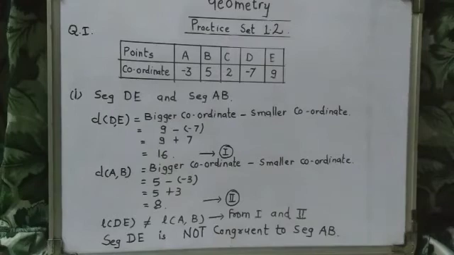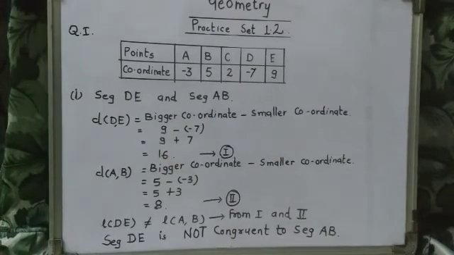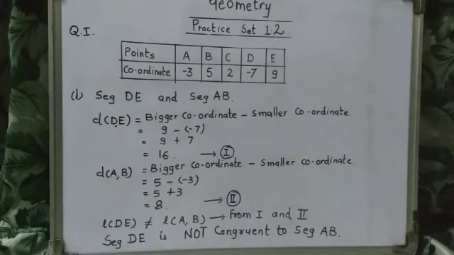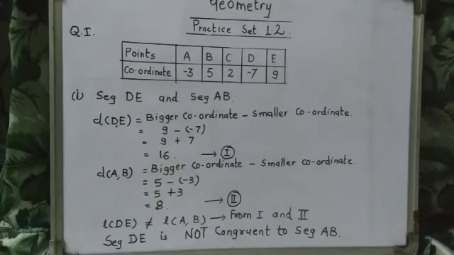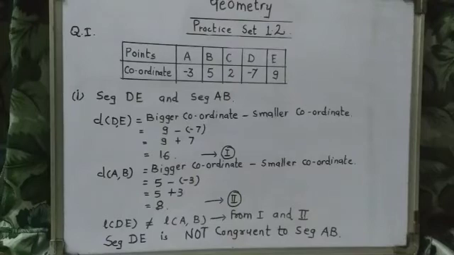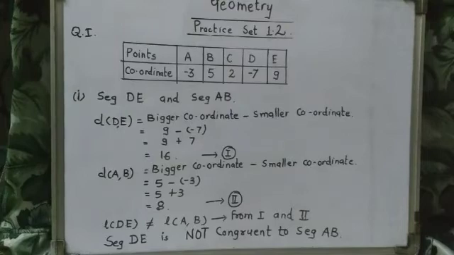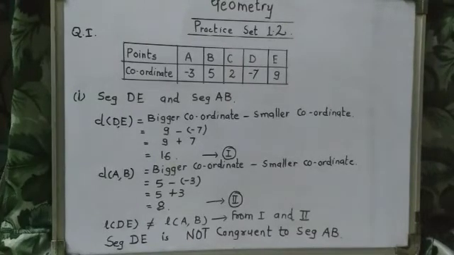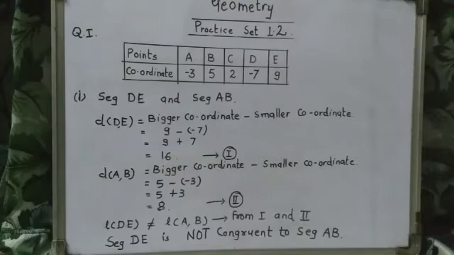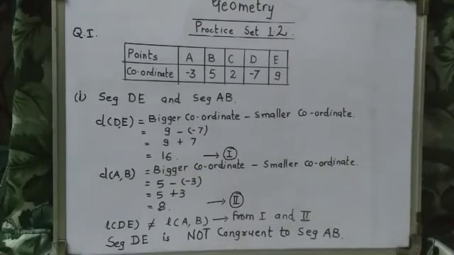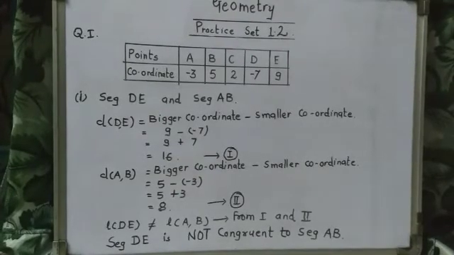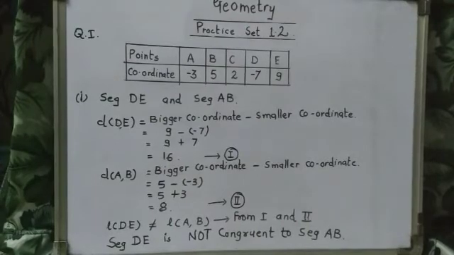From this 1 and 2, 16 is not equal to 8. Now what does this 16 represent? 16 represents distance DE and 8 represents distance AB. So from this 1 and 2, what can we say? Length of DE is not equal to length AB. If the length is not equal, it means the segments are not congruent. So segment DE is not congruent to segment AB. Please students, please go through this.